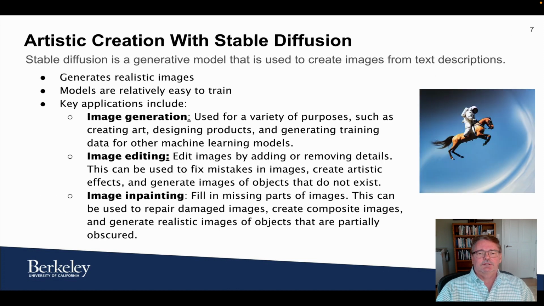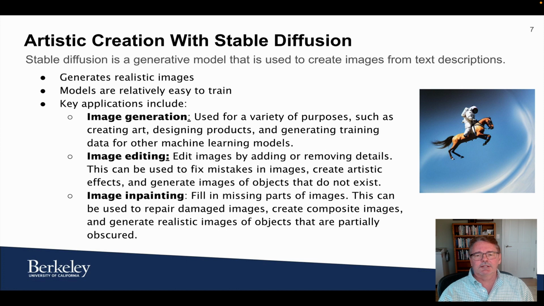Artistic creation using Stable Diffusion. Stable Diffusion is a cutting-edge software tool that leverages the power of generative models to create and manipulate images. Its ease of use and wide range of applications make it a valuable resource for artists, photographers, designers, and technologists. One of the main applications of Stable Diffusion is image generation, where it can be used to create a wide variety of visually stunning outputs.